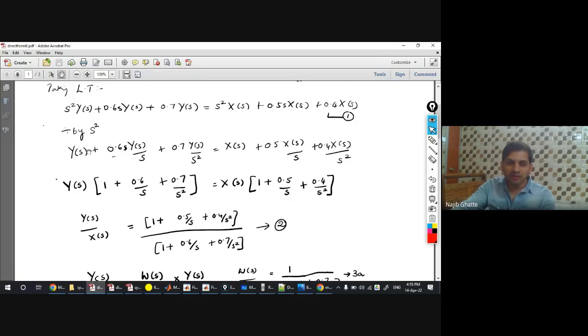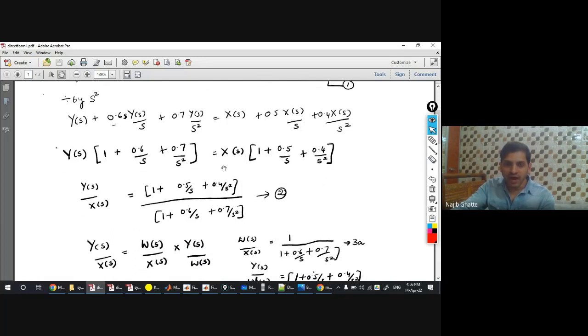Then making y of s common, left inside is 1 plus 0.6 upon s plus 0.7 upon s square. Similarly, x of s is taken outside and we have 1 plus 0.5 upon s plus 0.4 upon s square. Y upon x will give us 1 plus 0.5 upon s plus 0.4 upon s square divided by 1 plus 0.6 upon s plus 0.7 upon s square. So now I have equation number 2 in the ratio form as y upon x, followed by the coefficients of x and coefficients of y.